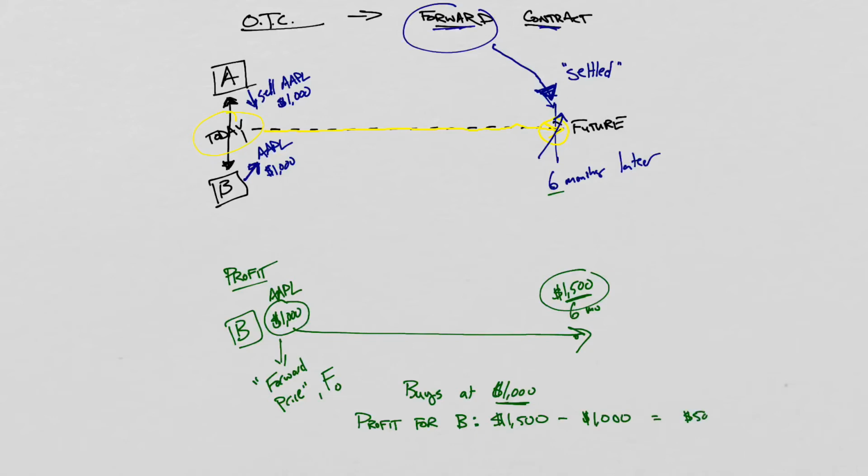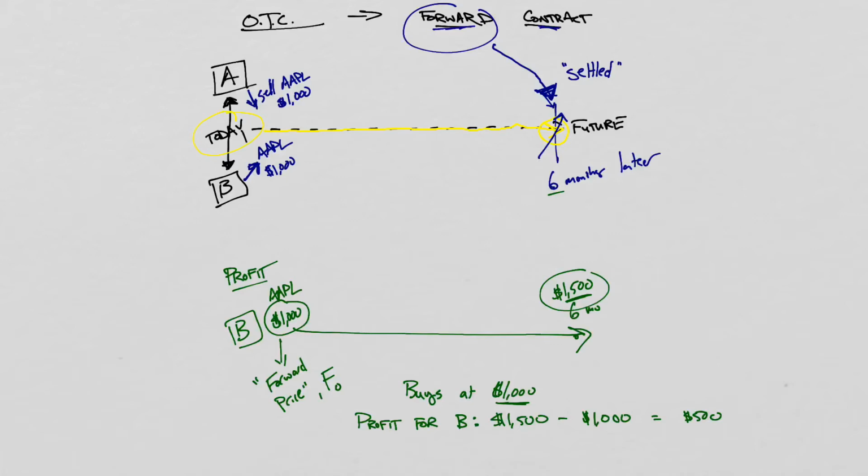So they made $500. And as a consequence, A lost $500 because they're forced to sell at $1,000, even though if they hadn't agreed to this contract, they could have sold in the open market the stock they owned of Apple for $1,500. So that's one thing about a forward contract: whatever one side gains, the other loses.